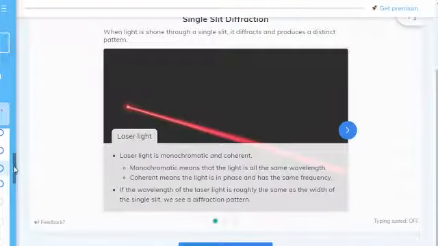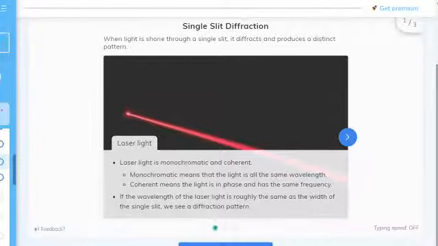Refraction, diffraction, refraction of planes, fiber optics, exam questions, that's what we're doing. So single slit diffraction. When light is shone through a single slit, it diffracts and produces a distinct pattern.